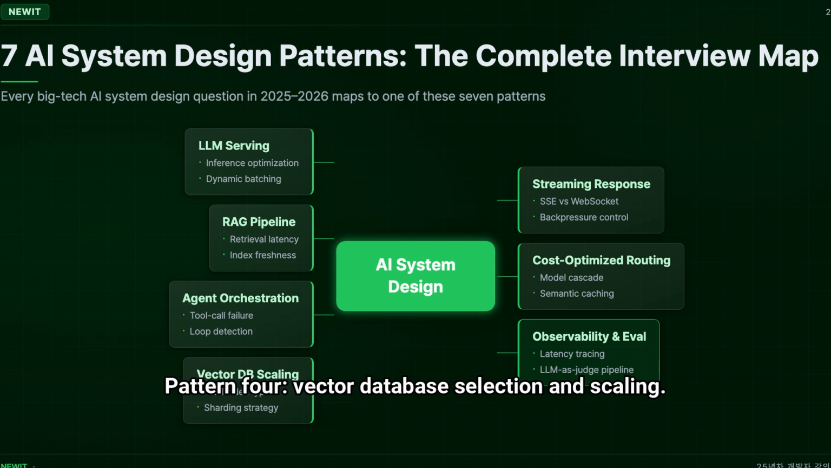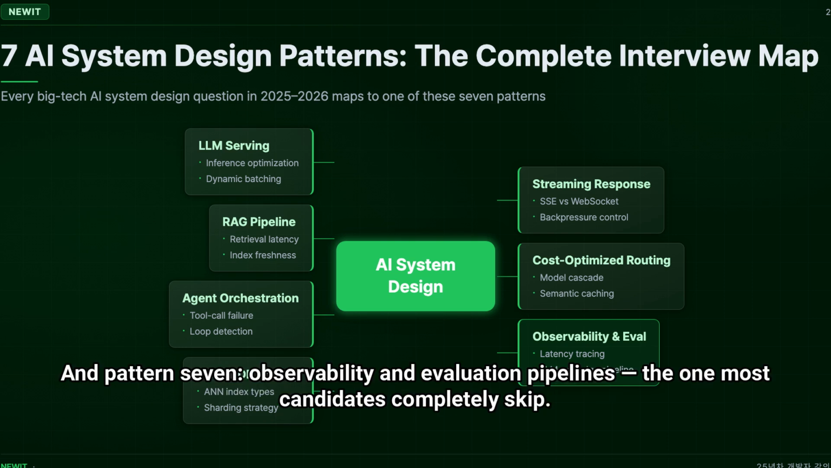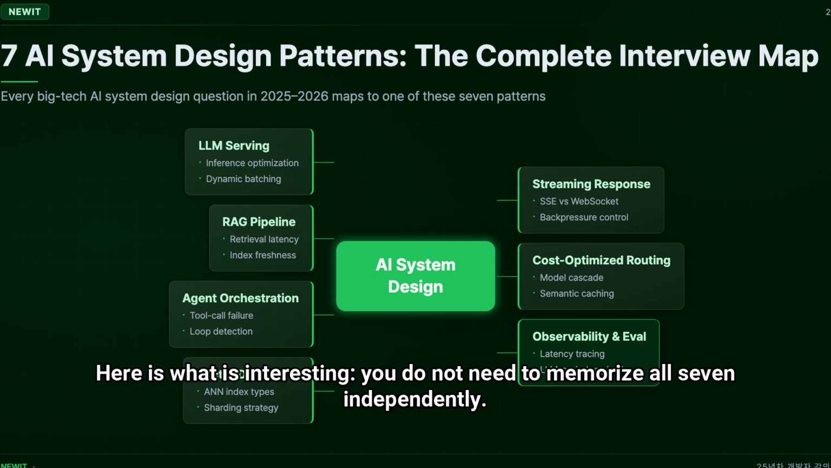Pattern 4, vector database selection and scaling. Pattern 5, streaming response architecture. Pattern 6, cost-optimized model routing. And Pattern 7, observability and evaluation pipelines, the one most candidates completely skip.